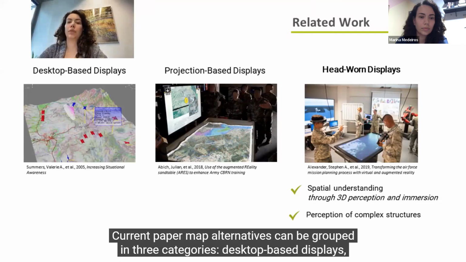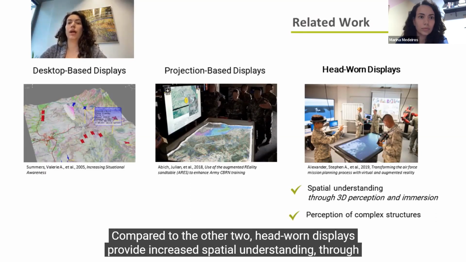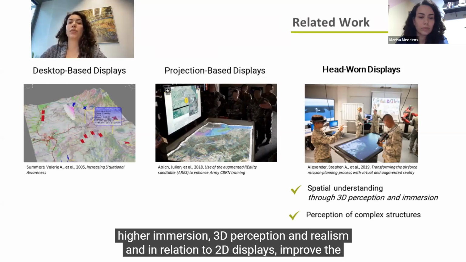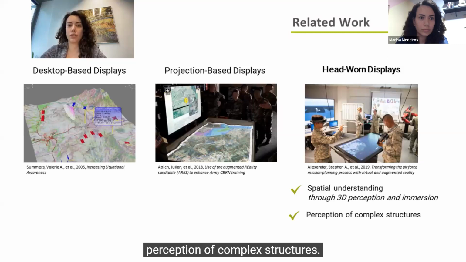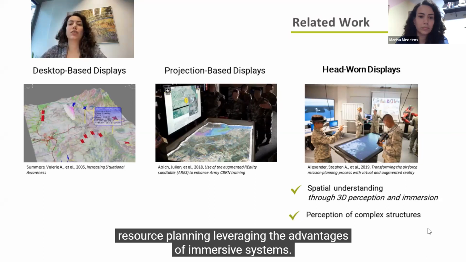Current paper map alternatives can be grouped in three categories: desktop-based displays, projection-based setups, and head-worn displays. Compared to the other two, head-worn displays provide increased spatial understanding through higher immersion, 3D perception, and realism, and in relation to 2D displays, improve the perception of complex structures. In this work, we focus on the design of a three-dimensional planning environment for tactical resource planning, leveraging the advantages of immersive systems.